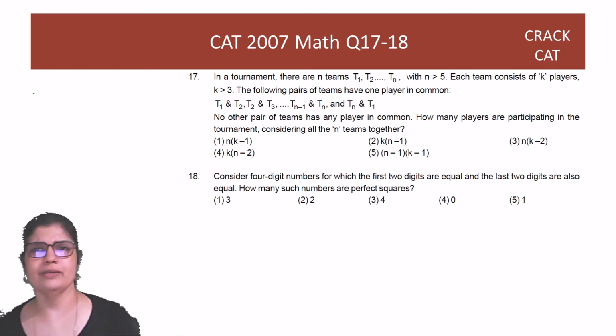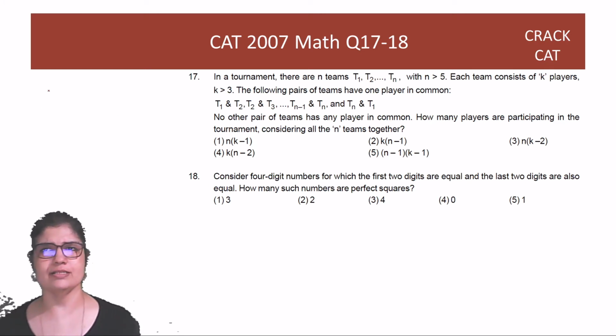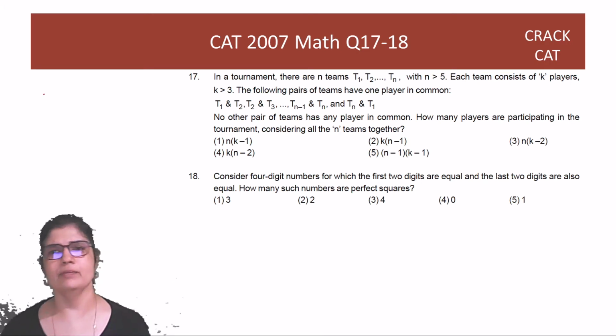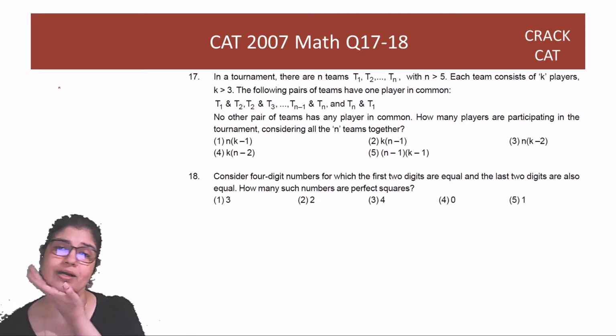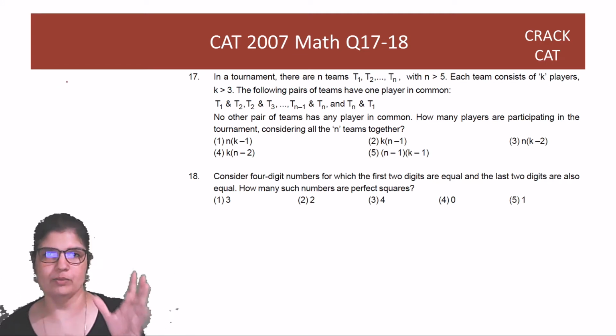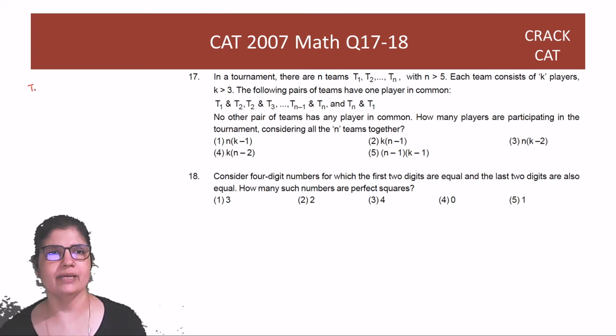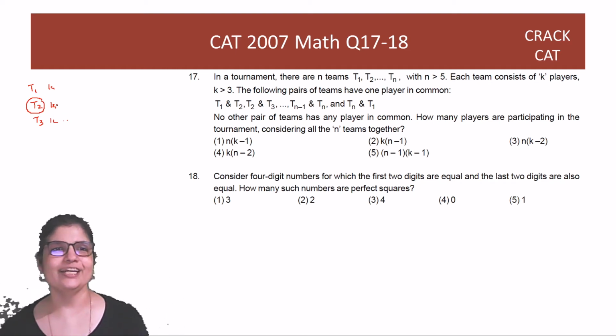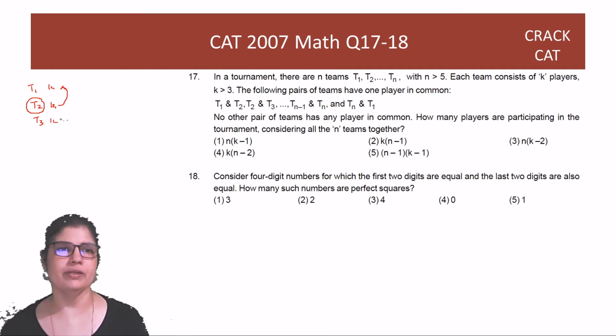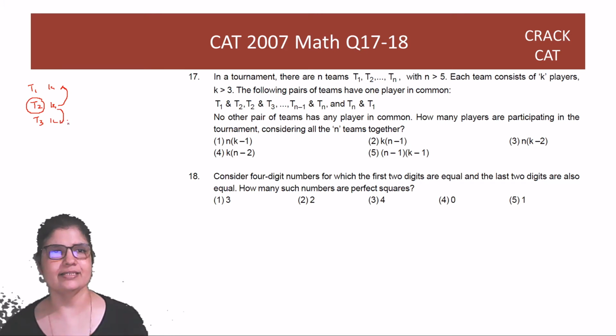So in a tournament, there are n teams. Each team consists of k players. The following pairs of teams have exactly one player in common. No other pair of teams has any player in common. Okay? So let's say T1 has k players, T2 has K players, T3 has K players, all have K players. Okay, now hold on to T2. One player of T2 is common with T1 and one player is common with T3.